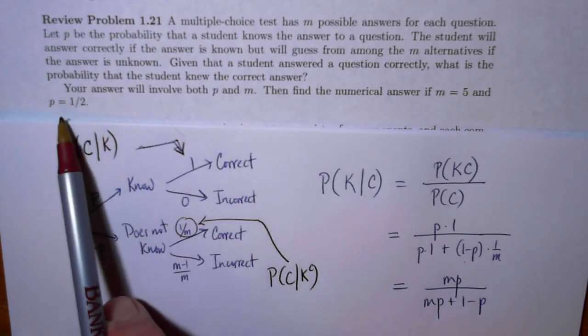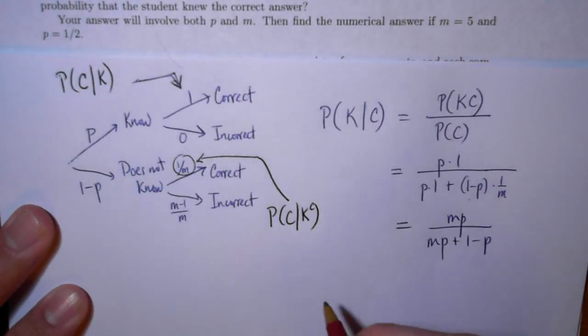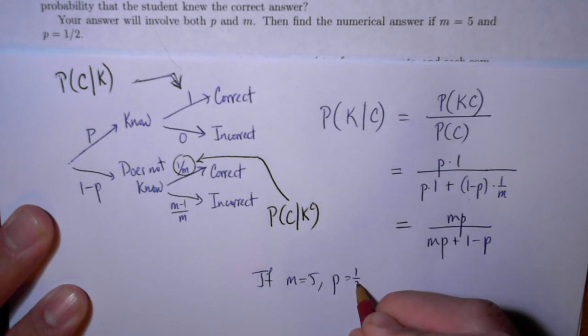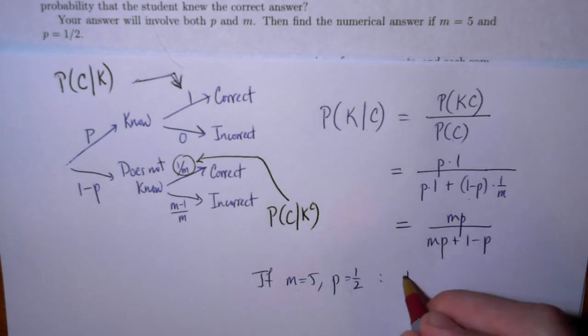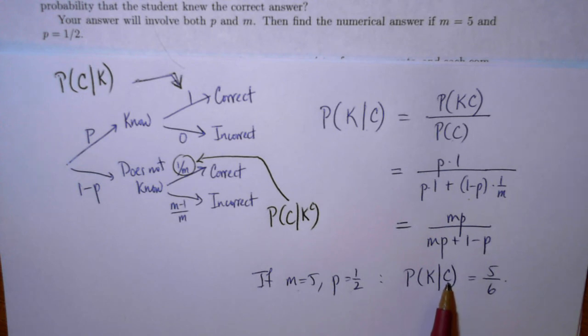Okay, then lastly the question asks to find the numerical answer if m is equal to 5 and p is equal to 1/2. So it's a multiple choice test with 5 parts, A, B, C, D, E, and the student has a 50-50 shot of knowing the answer or just having to guess at the answer. Then it turns out the probability of k given c works out to be 5/6. So if the student gets the answer correct, the chance that the student actually knew the answer as opposed to guessed at the answer was 5/6.